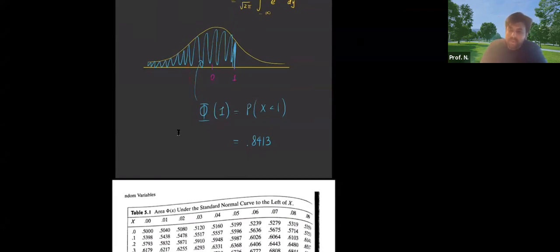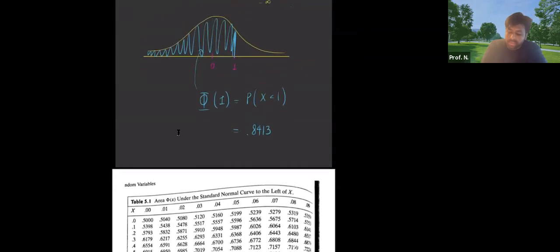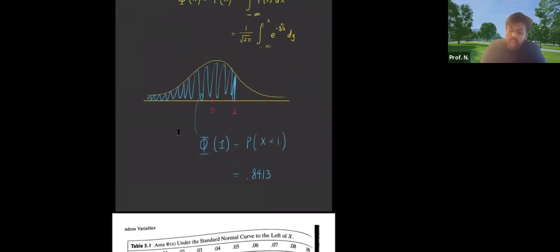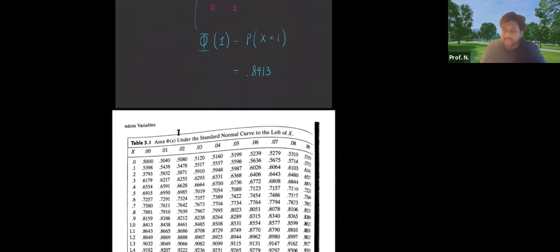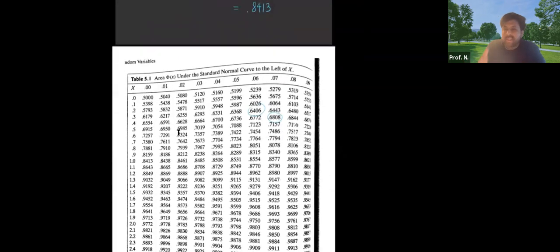Okay, so that's how we're going to be utilizing this table. It's the area to the left. And then the question will be, how do you find the area to the right? Let's say I want to find the area to the right of this. Then I would have to do 1 minus, exactly, 1 minus the area to the left. So that's the idea behind utilizing this table and interpreting what these numbers mean. They're just the area to the left of the value of x.